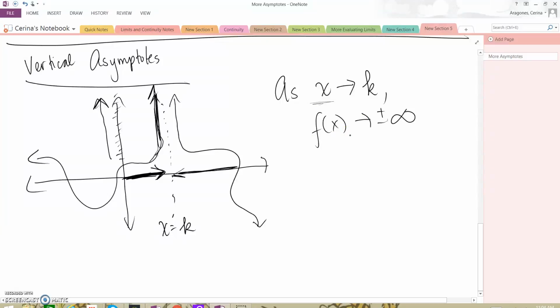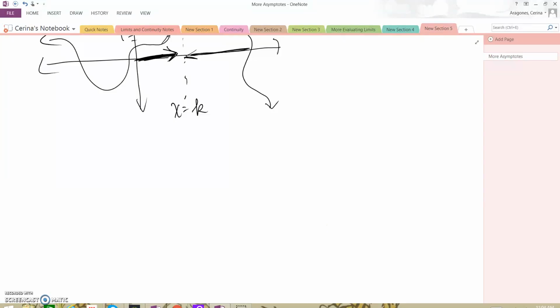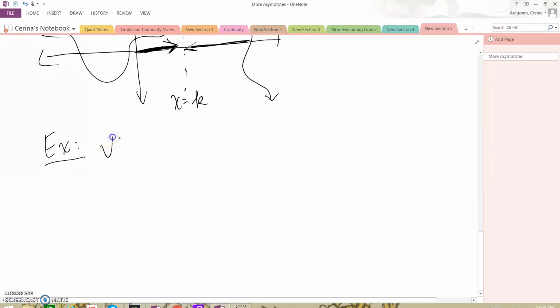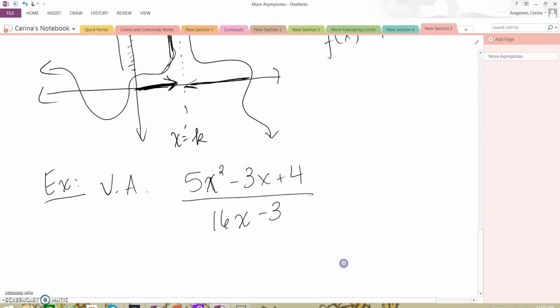So how do we find a vertical asymptote? Now this is relatively simple, but we'll go over how we get the strategy. So let's just do a quick example. Let's say I want to find the vertical asymptote of 5x squared minus 3x plus 4 over 16x minus 3. Okay, so how do I find the vertical asymptotes of that?